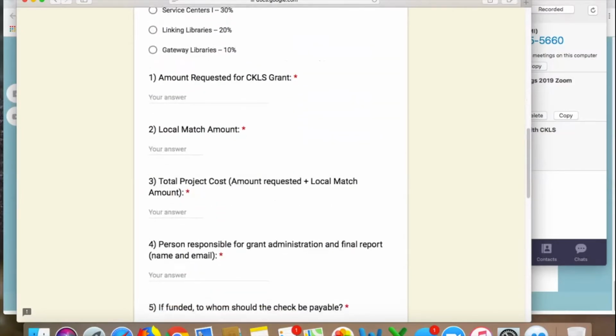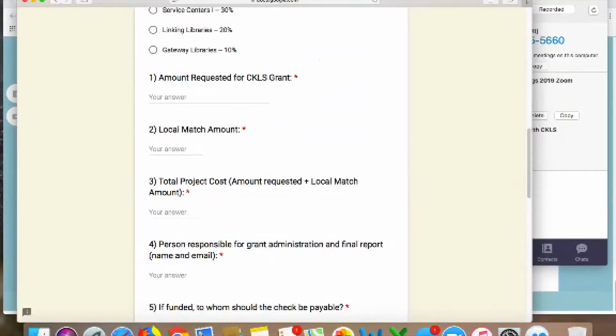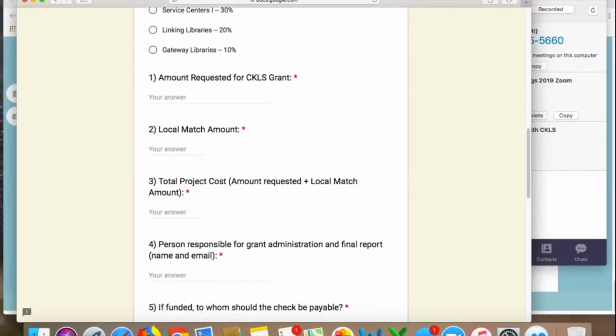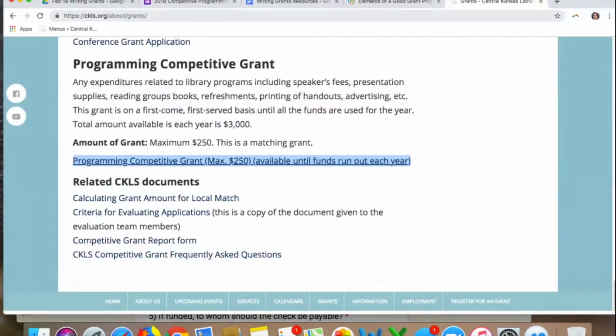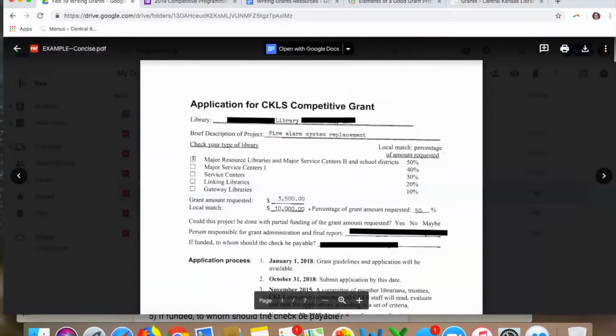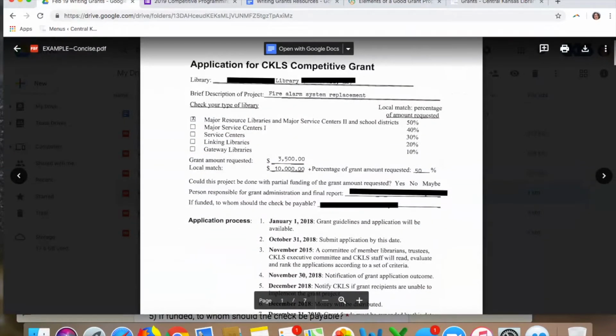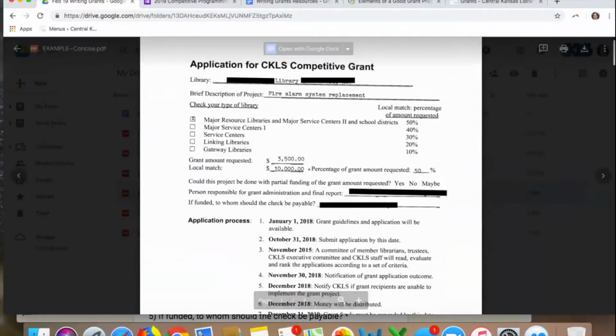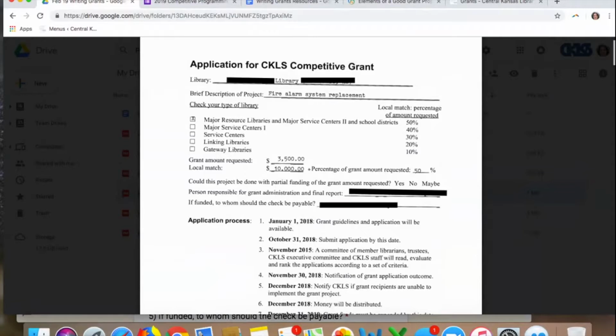So here is something that I've changed from the paper format. Before, we asked for grant amount and local amount and percent requested, and I'll pull that up. Nobody knew how to answer that. It was answered differently. One library would say, well, we're matching at 10%, so we're asking for 90%. I'll show you what I'm talking about here. So the grant amount requested, and then the local amount, and then the percent of grant amount requested. It's just one big confusing thing.